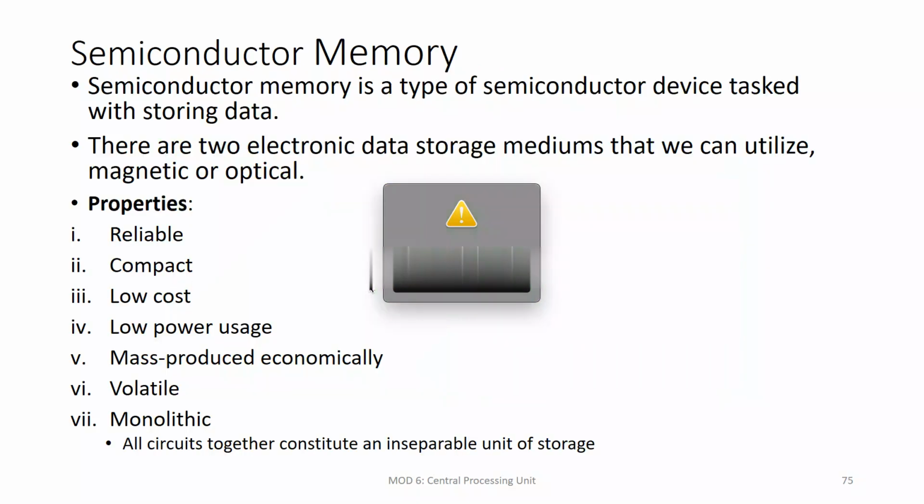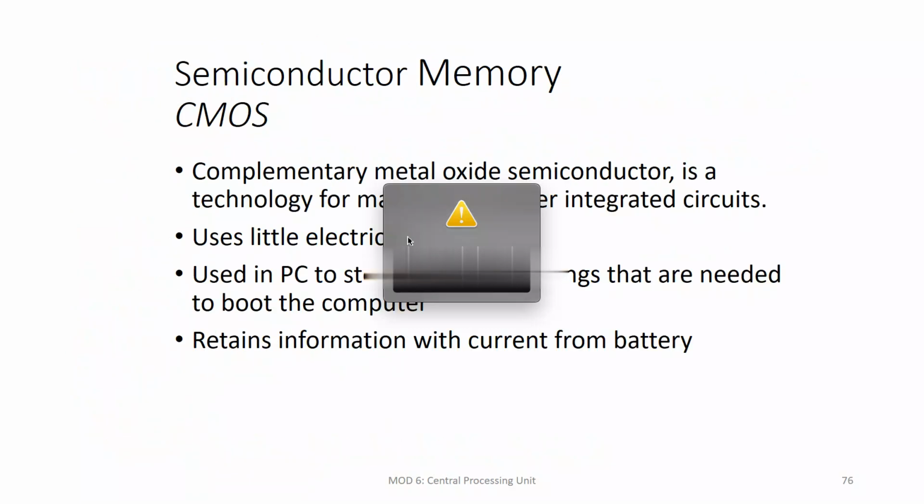Semiconductor materials. What are the properties of semiconductor materials? They are very reliable, compact, low power usage, volatile and monolithic in nature. That means all circuits together form an inseparable unit of the storage areas. So, semiconductor memory, that is now the CMOS areas.